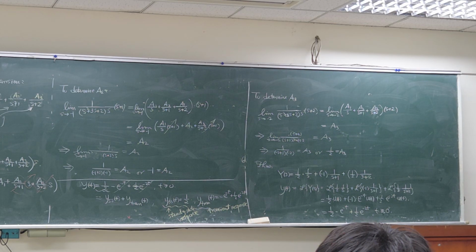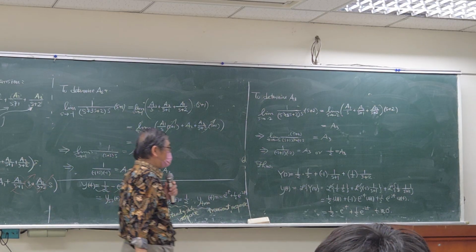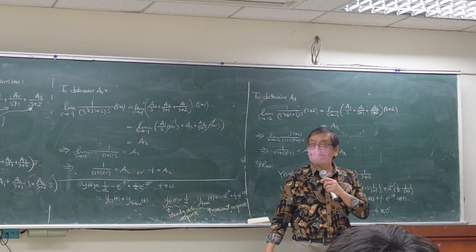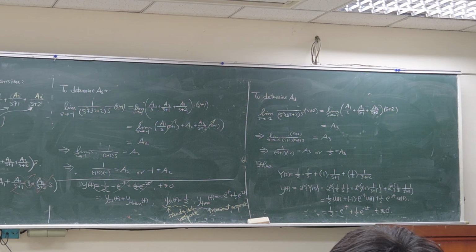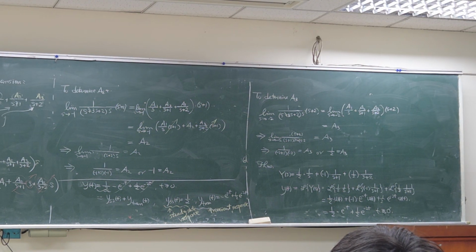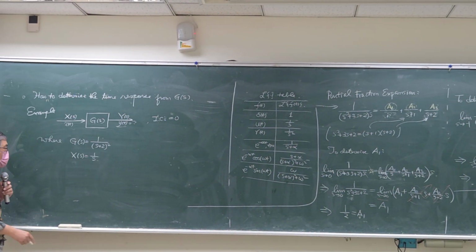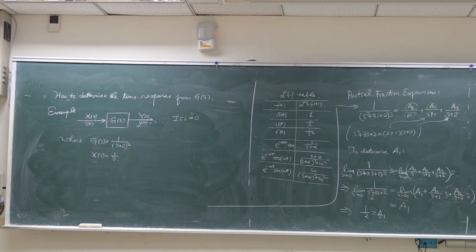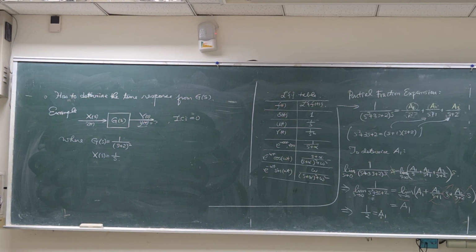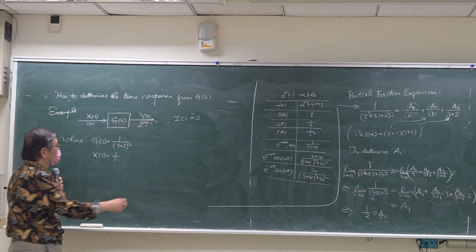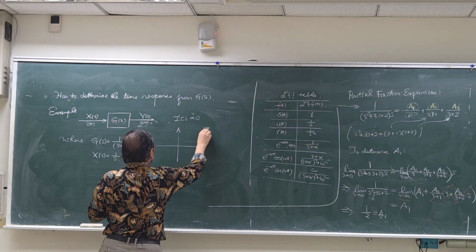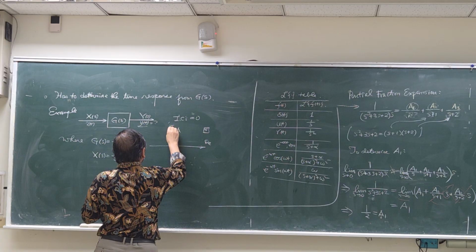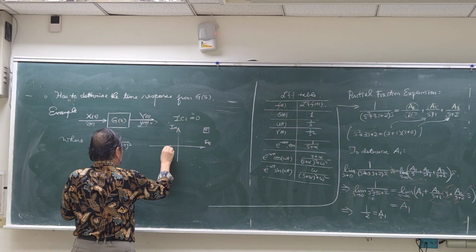Okay, again, let's consider a linear system with a unit step input, and we are going to determine the output in the time domain. Now this time the transfer function G(s) is 1 over (s+2) squared. Okay, so we have a double pole. So now we have a double pole at negative 2 here.